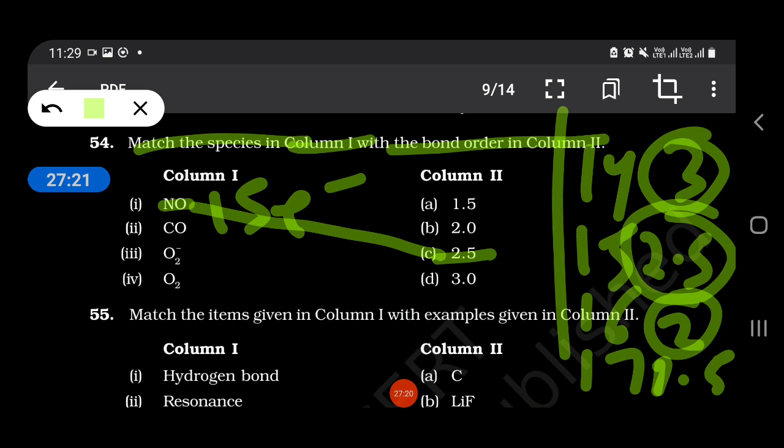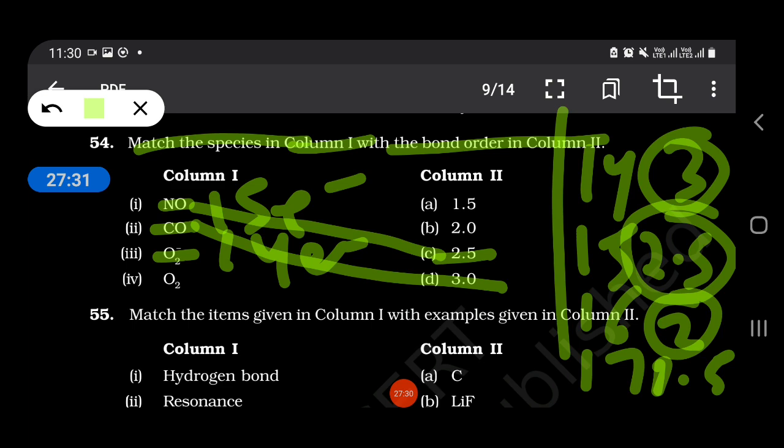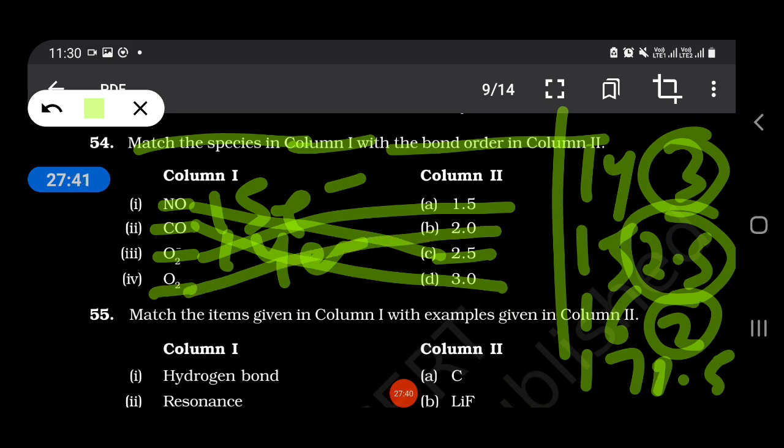And CO has 14 electrons, so it will be 3. And O2 minus has 17 electrons, then it will be 1.5. And O2 has 16 electrons, so it will be 2.